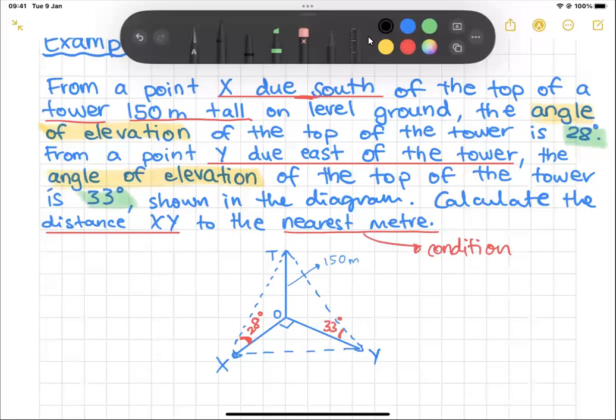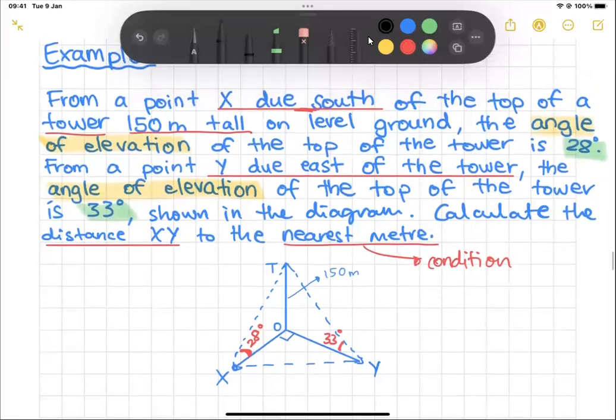Now let's try and solve the question. We're trying to calculate the distance XY. Let's see what we've got. XY is this line here. One thing about this is that it's a right angle triangle. So if we draw it out like this, we're isolating it, where this is O, this is X, and this is Y. I don't know what these sides are, therefore I can't solve what XY is.